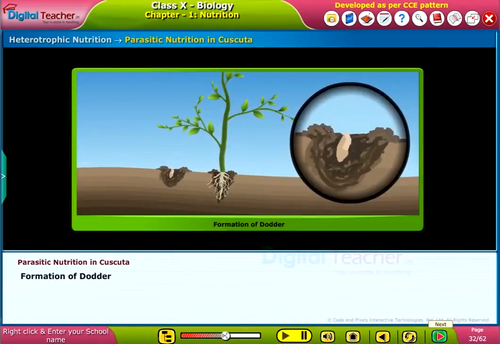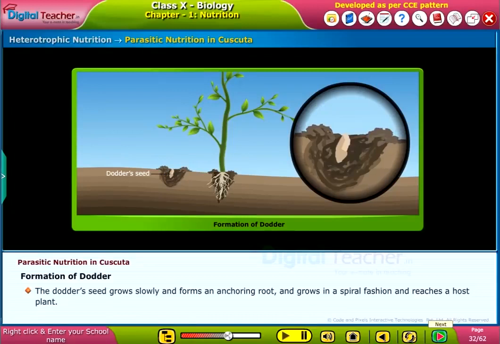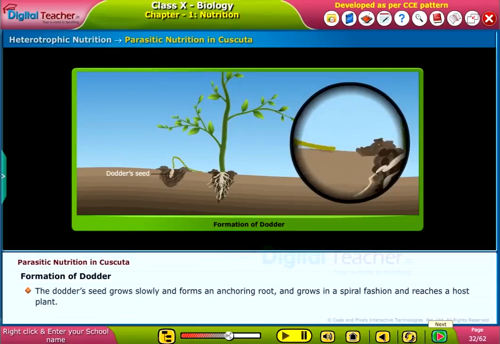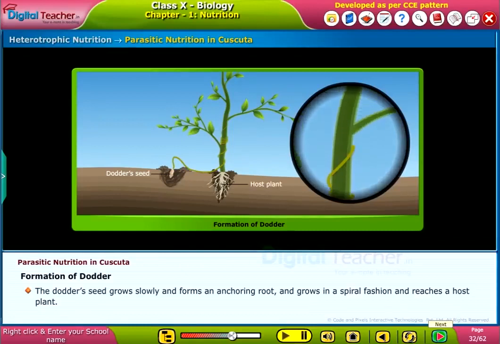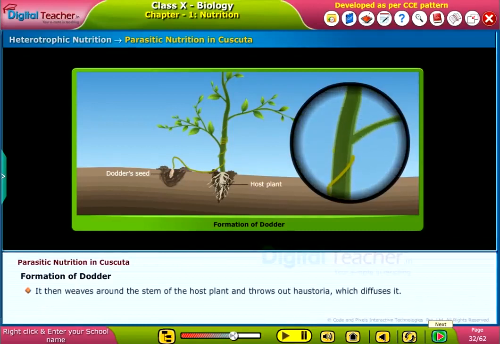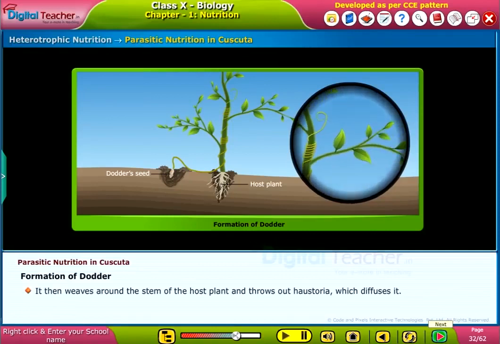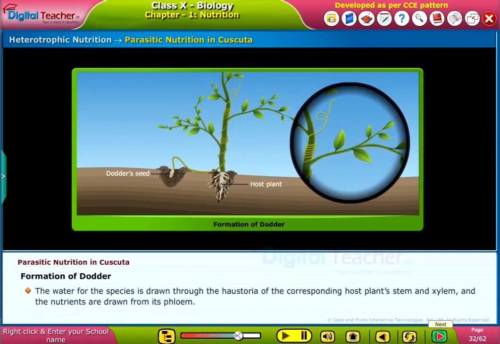Let us now learn about the formation of Dodder. The Dodder seed grows slowly and forms an anchoring root and grows in a spiral fashion until it reaches a host plant. It then winds around the stem of the host plant and throws out haustoria, which penetrate it. The water for the species is drawn through the haustoria from the host plant's stem xylem, and the nutrients are drawn from its phloem.